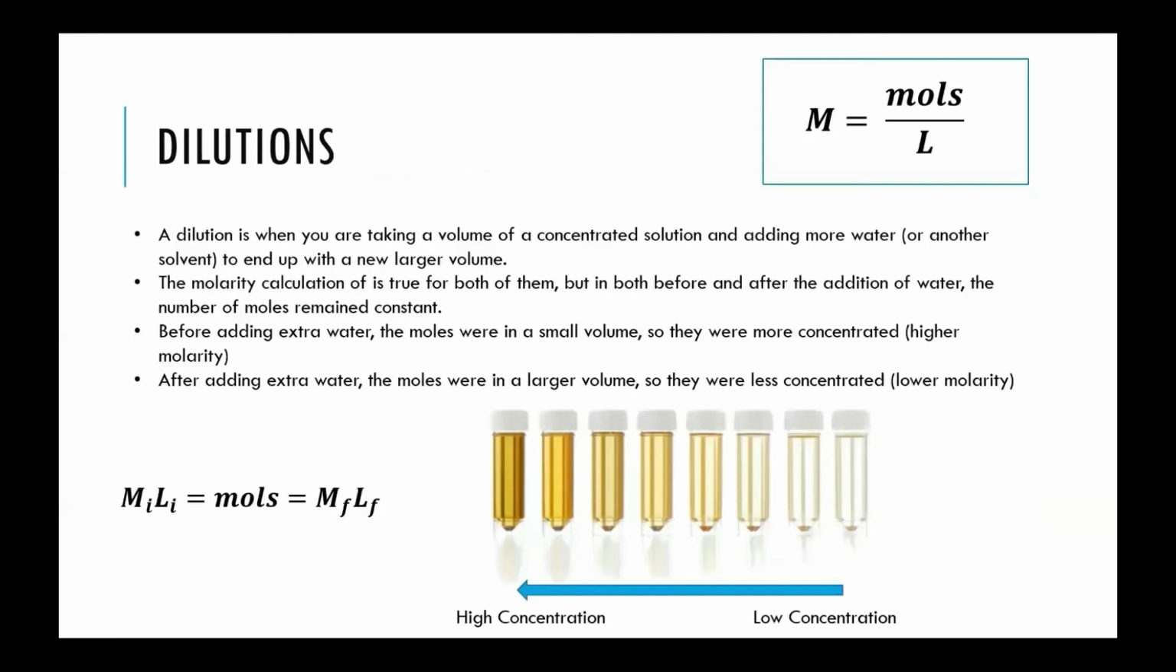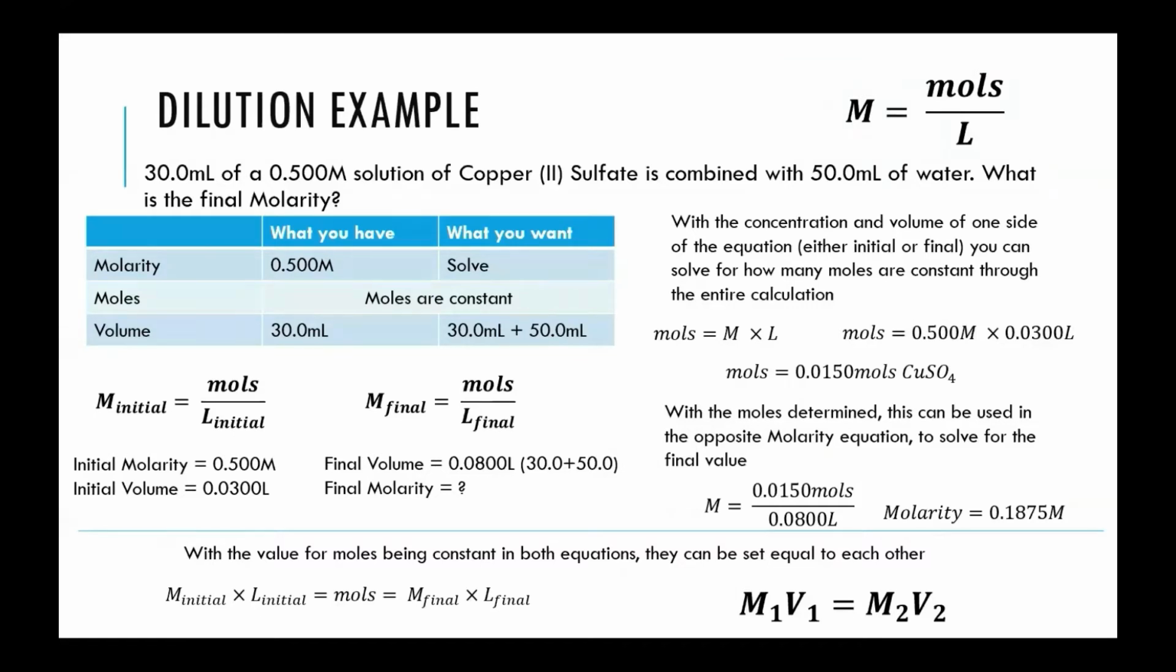When you're looking at dilutions, especially in chemistry, you're using the molarity calculation. Molarity is moles over liter. And when you do a dilution, you're starting out with a high concentration, you're taking some volume of this high concentration and adding more water or more solvent to it to dilute that amount. The total number of moles did not change, just the volume. But because the volume changed, the concentration will also change because that same number of moles are now spread out over a larger volume.